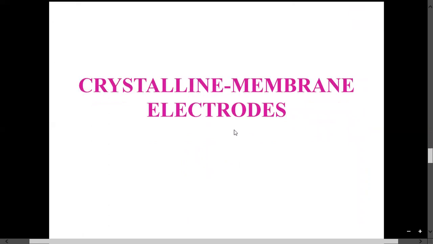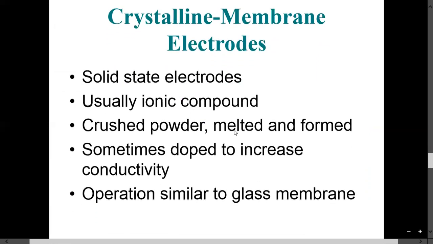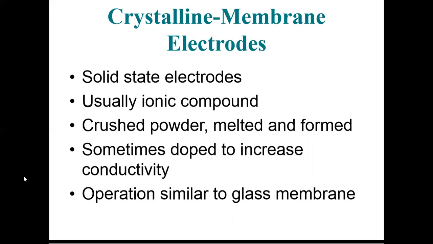Now, crystalline membrane electrodes. The crystalline membrane electrodes are solid state electrodes, usually an ionic compound. It's a crushed powder, melted and formed. Sometimes it is doped to increase conductivity. The operation is similar to the glass membrane. These are the parts of the crystalline membrane electrode.